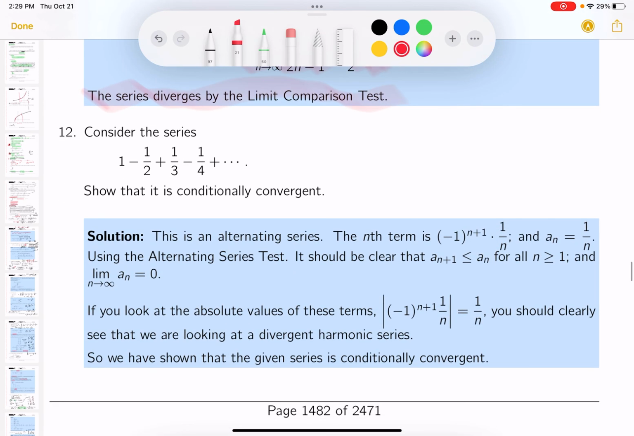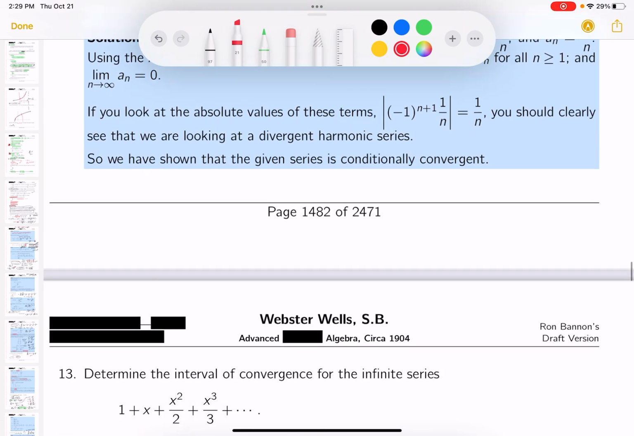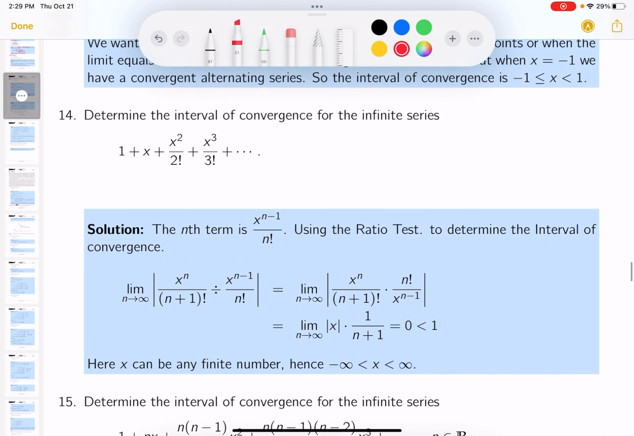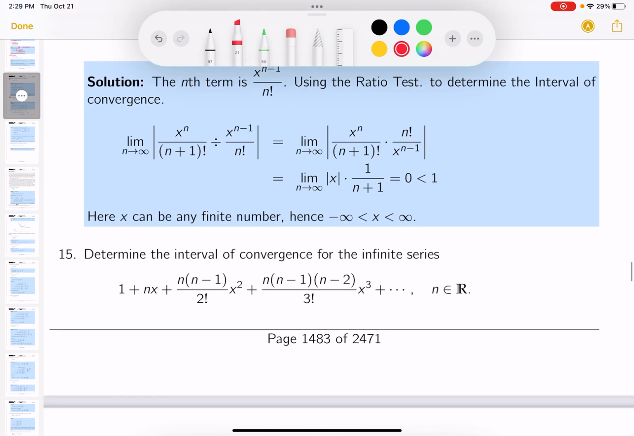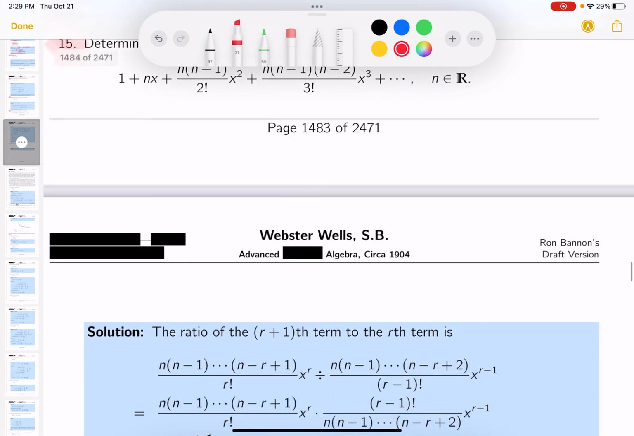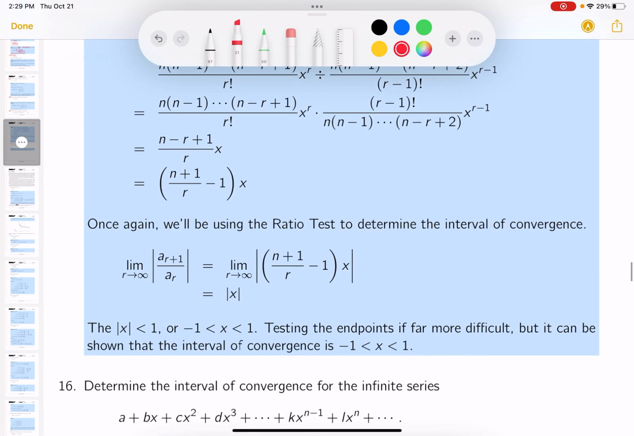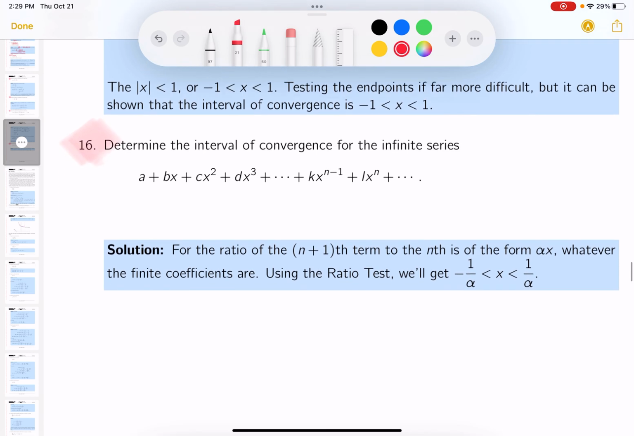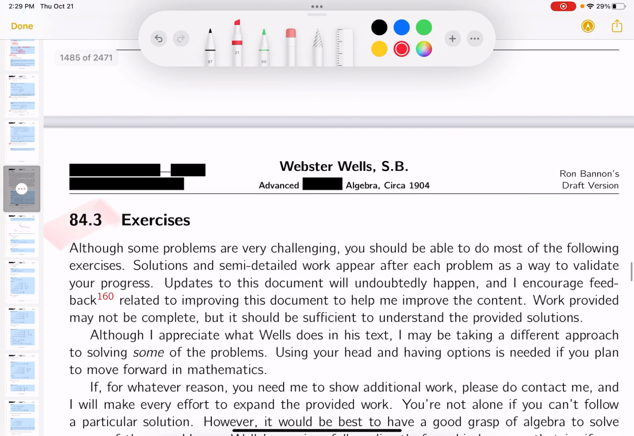Or I'm going to say the other one's really not that bad to do. I realize I'm speeding through that. I do have to get to a meeting, and that's why I'm doing that. 13, I did the ratio test on it. 14, I did the ratio test on it. 15, ratio test probably on that one too. Yep, ratio test. 16, I'd say ratio test again, and then you get the exercises.